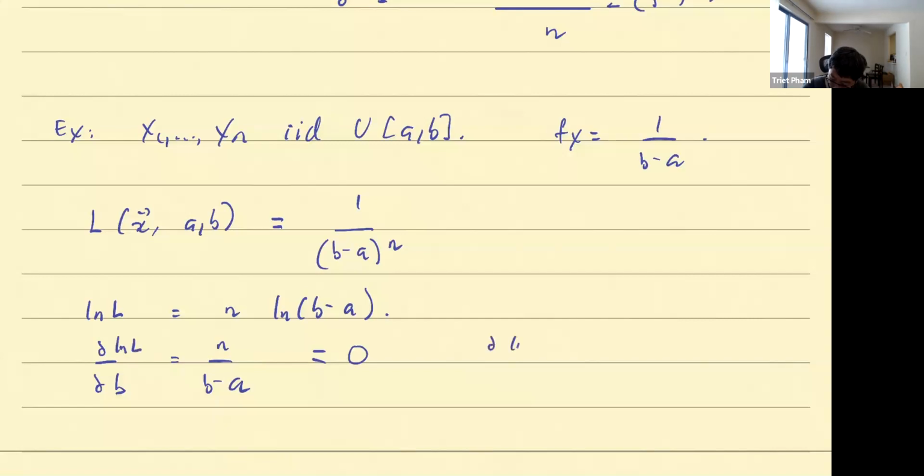You differentiate with respect to A, you get minus n over B minus A, and you set it equal to 0. Okay. Well, let's see here. B is the right point, A is the left point. This can never be 0, right? Same thing here, this can never be 0. What's going on?